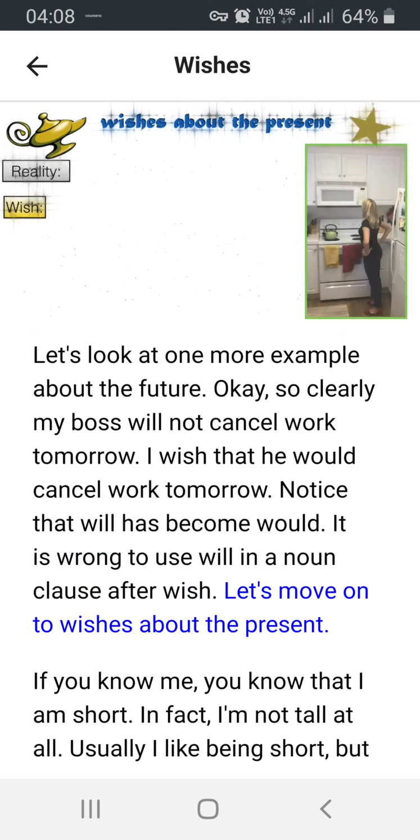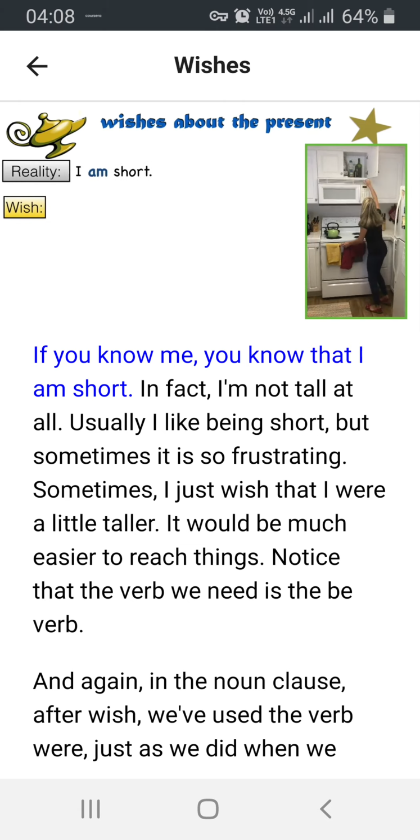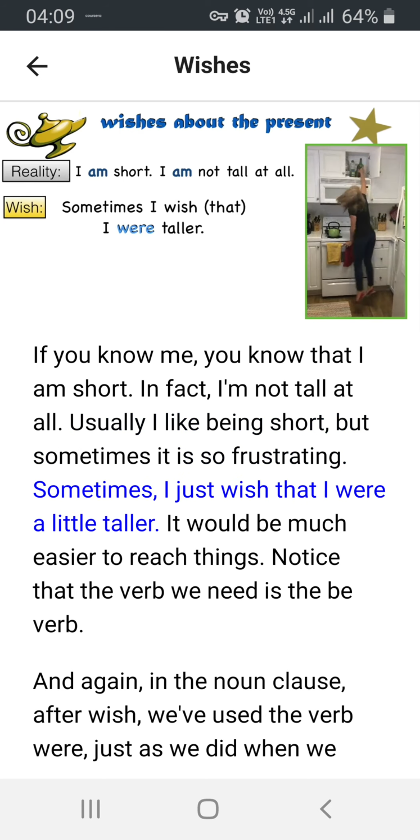Let's move on to wishes about the present. If you know me, you know that I am short. In fact, I'm not tall at all. Usually, I like being short, but sometimes it is so frustrating. Sometimes I just wish that I were a little taller. It would be much easier to reach things.